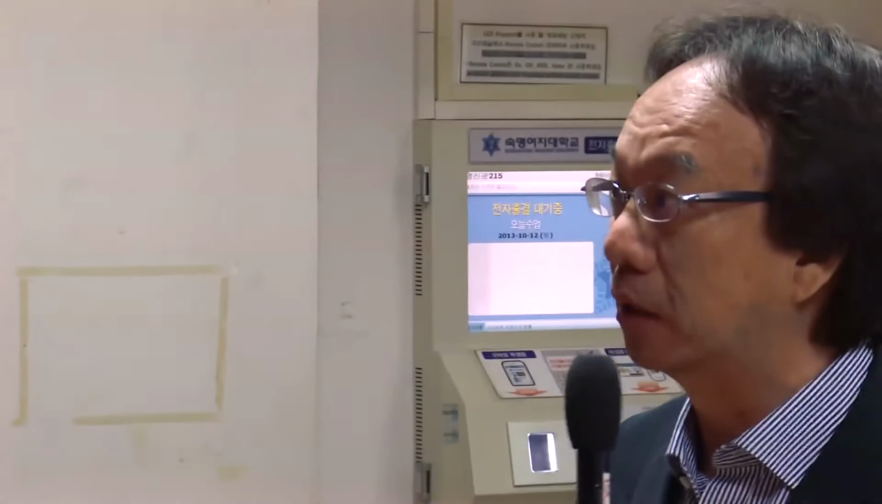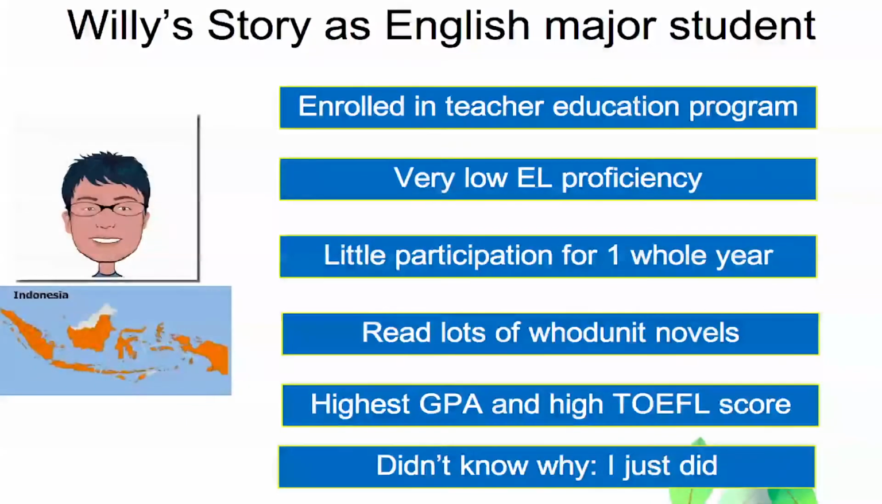And I signed up for the English language program in a local teacher training college in Java. My proficiency was very low, and imagine everyone in the classroom spoke English. The teachers spoke English every day, and my classmates, almost all of them, spoke English. I was probably the only one who did not understand very much what was happening in the classroom.